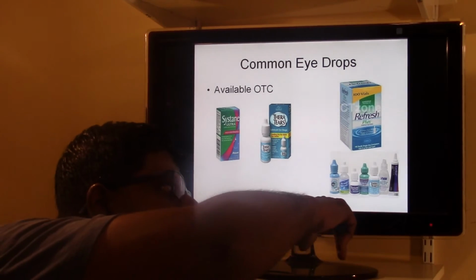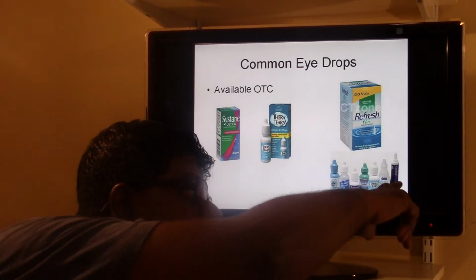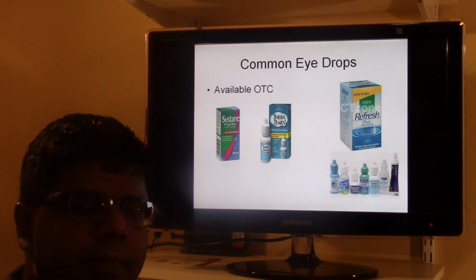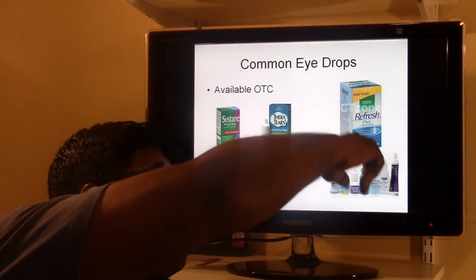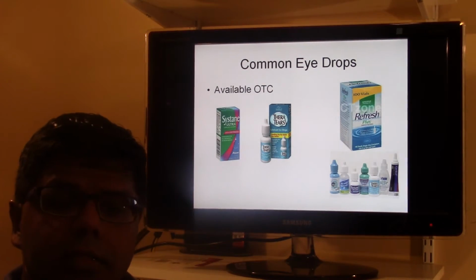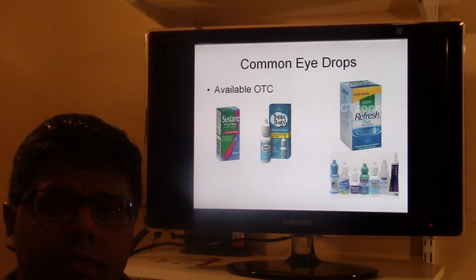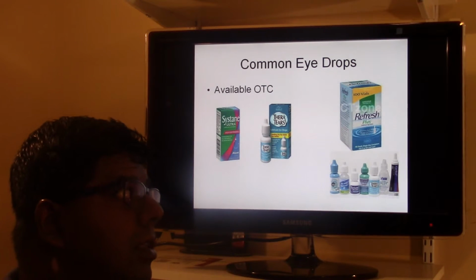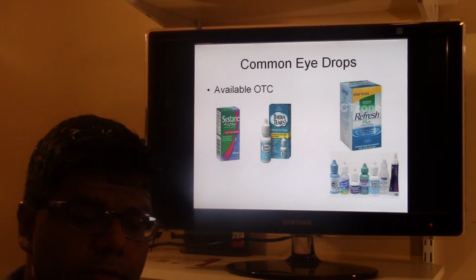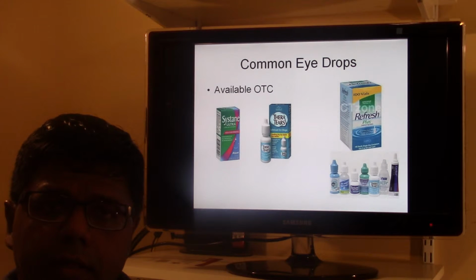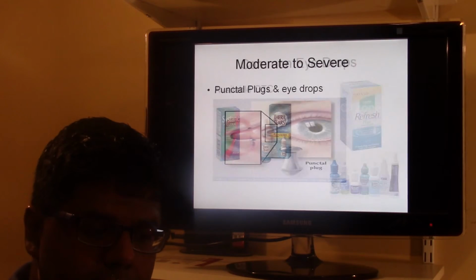And these are all preserved drops. And this here is an ointment, which is kind of thick, that you can use at night. This particular one here, the Refresh with the 100 vials, is preservative-free. So for the more severe dry eye patients, we even eliminate the preservatives. So we recommend that they use the preservative-free eye drops in conjunction with the pharmaceutical therapy.